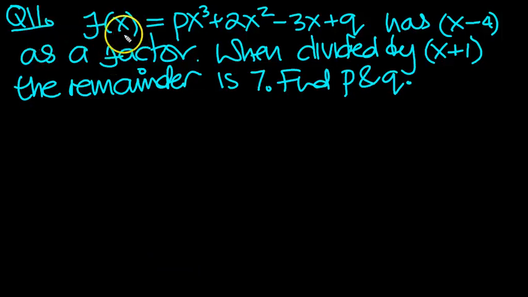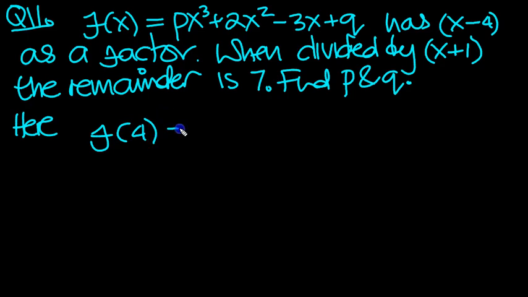Right, let's have a go at 11. f(x) = px³ + 2x² − 3x + q. This cubic polynomial has x − 4 as a factor. So that's the first piece of information: f(4) will equal 0.